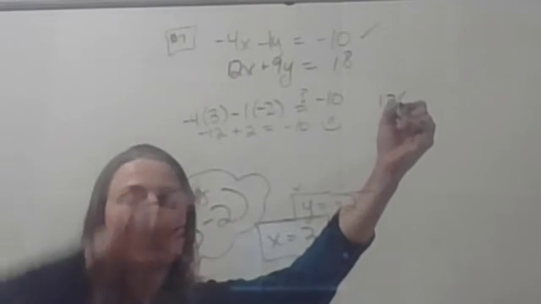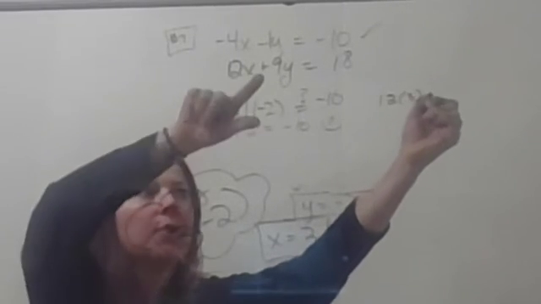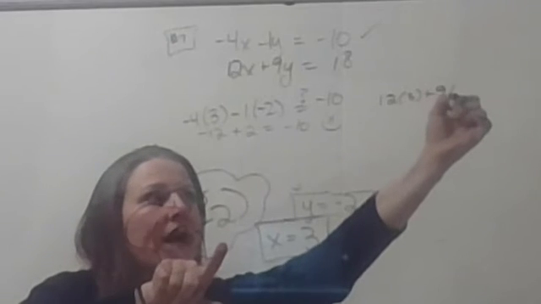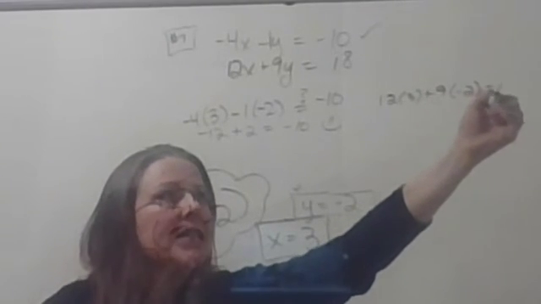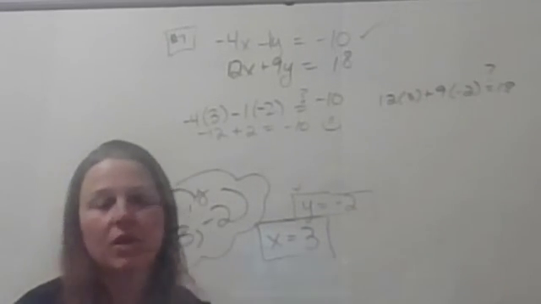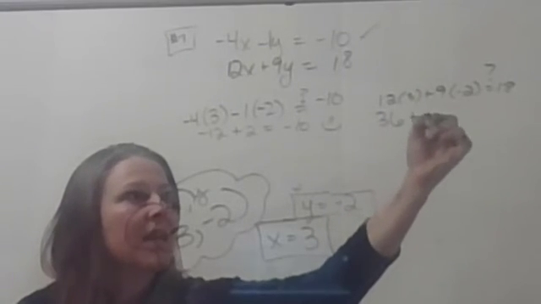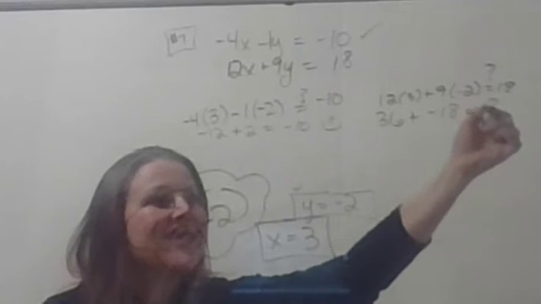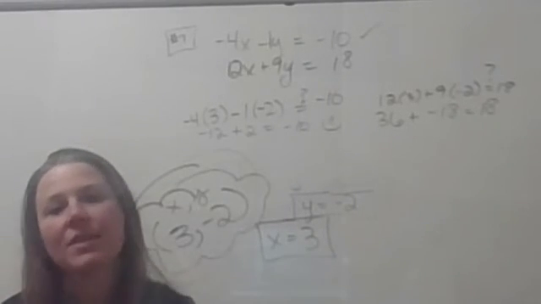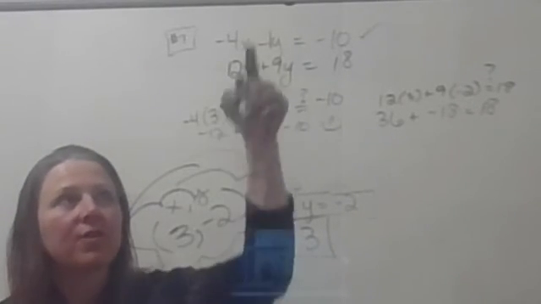So 12 times x, which is 3, plus 9 times y, which is negative 2. Is that equal to 18? That's the question. So this is 36, and 9 times negative 2 is negative 18, and it is. So now, with 100% certainty, you know that works for both.